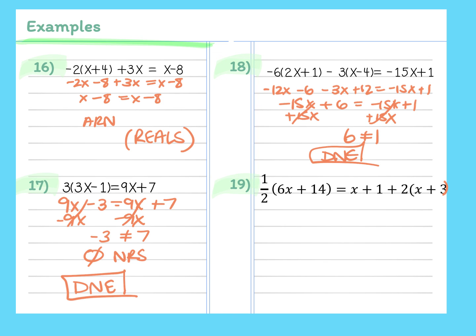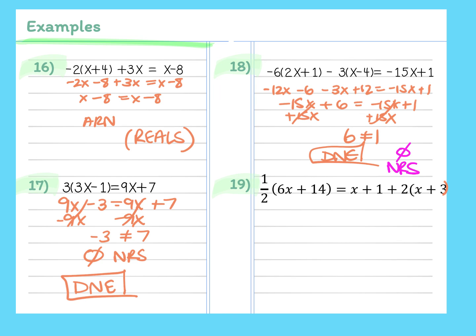18, same thing, right? Distribute the negative 6, distribute the negative 3, and what happens is the 15x's cancel, and I get 6 equals 1, which is not true. This would also be no solution. You could literally put the 0 with a slash through it. You could put NRS for no real solution, or on WebAssign DNE for does not exist.